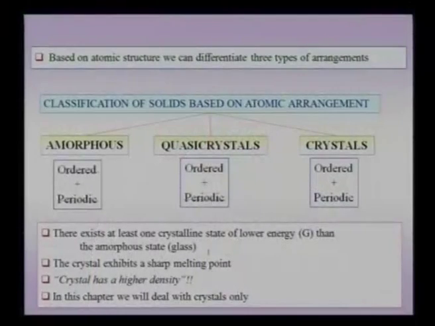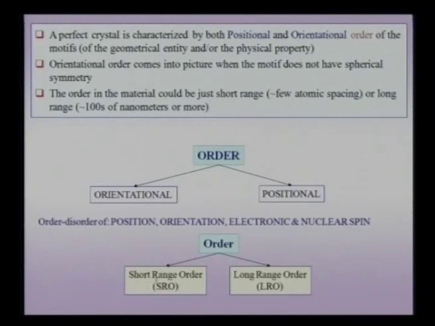Certain aspects of crystals you already know: they have a sharp melting point, and they also have a higher density than an amorphous phase constructed of the same composition. In this chapter we will mainly deal with crystals, but in passing we will also talk about conditions under which amorphous structures can form. We already noted that a crystal is characterized by both positional and orientational order of the motifs, which can be a physical property or a geometrical entity.